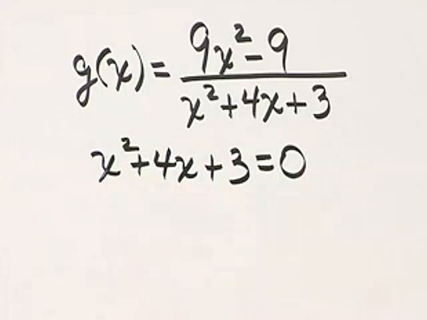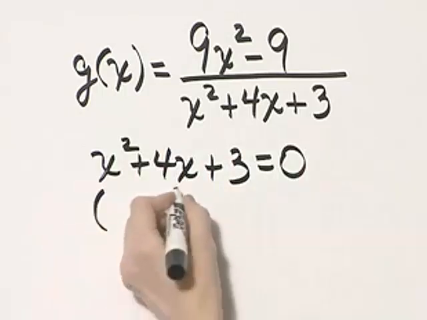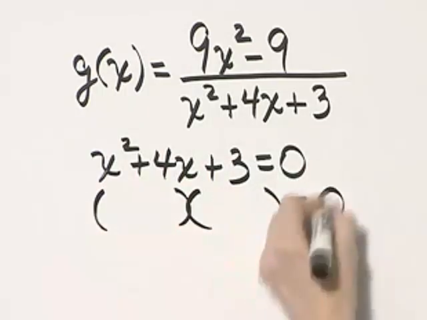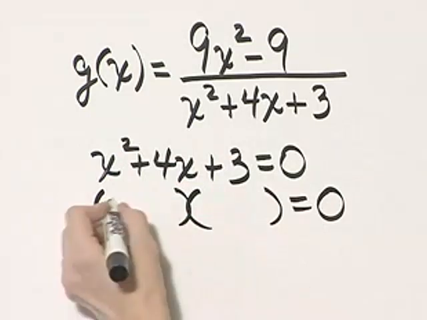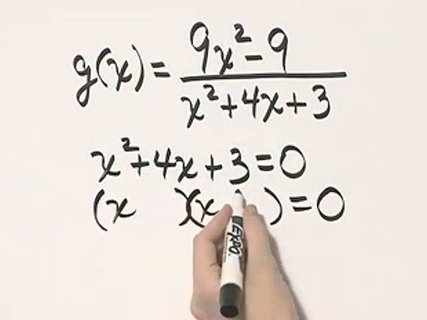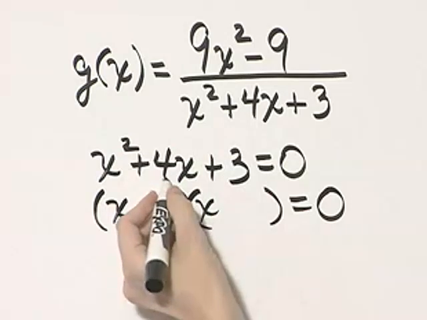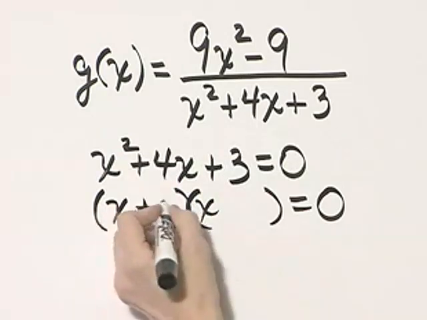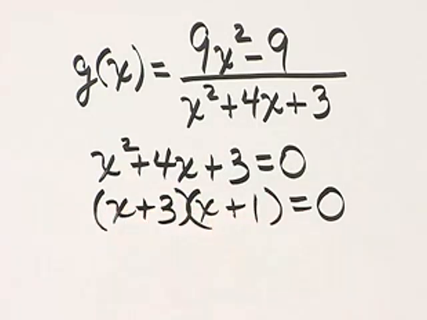Now notice we have a quadratic equation, so let's try and factor the left side. That will be x and x. Factors of 3 whose sum is 4, that would be 3 and 1. And then we set each factor equal to 0.